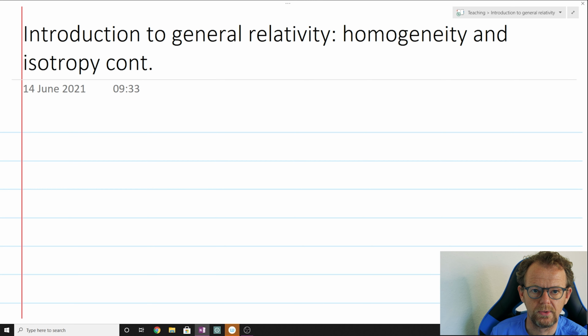Hello and welcome back to Introduction to General Relativity. In today's lecture, we're going to solve Einstein's field equations for the case of a homogeneous and isotropic spacetime. Well, more properly, we're going to commence the solution of Einstein's field equations for a homogeneous and isotropic universe.